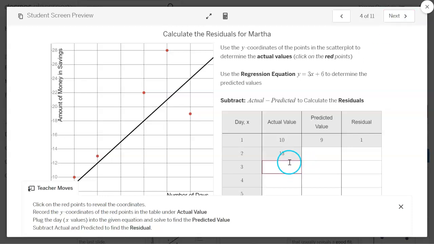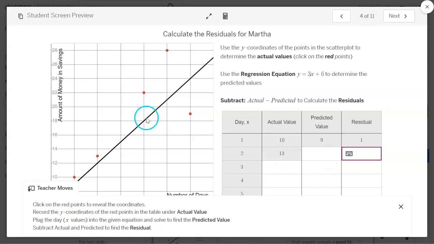And then here they're going to do some actual calculating. The actual value, they use the regression equation. This was on their last assessment, and it will be on the next one. So whenever they're asked to make a prediction, they will type the x value, which in this case is the days, in for x, and put their prediction. The residual is the actual minus the predicted. So it's 10 minus 9, which is 1. This will be 13 minus whatever that was.